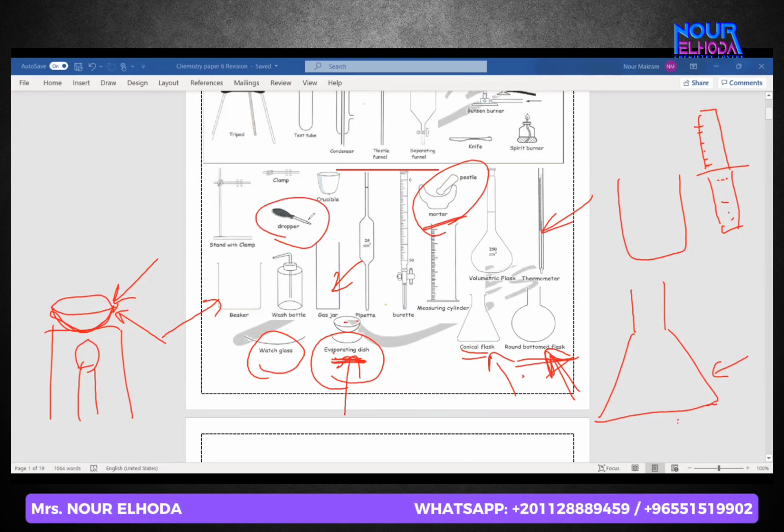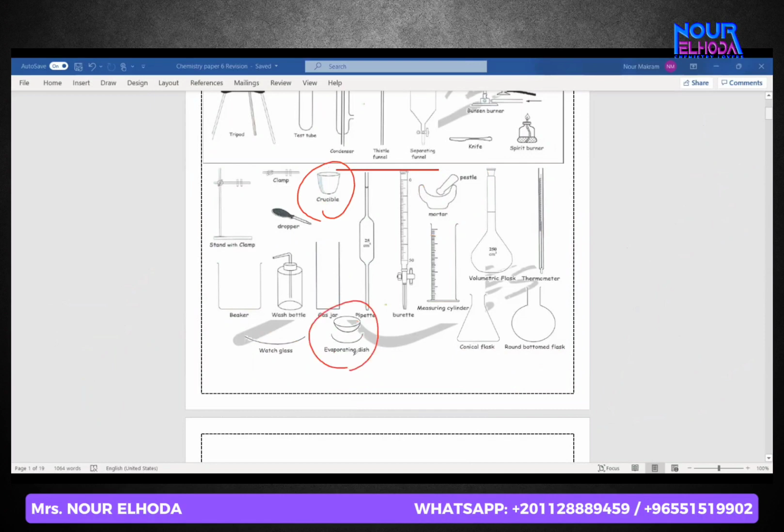The dropper we usually use if you want to add 2-3 drops of any substance, not too much. If you want to add 2 drops from any liquid, you can use a dropper. Crucible, same like the evaporating dish. We usually use it in heating if I want to heat any substance. But the positive point of the crucible is that it has a lid. It has a cover. Exactly.